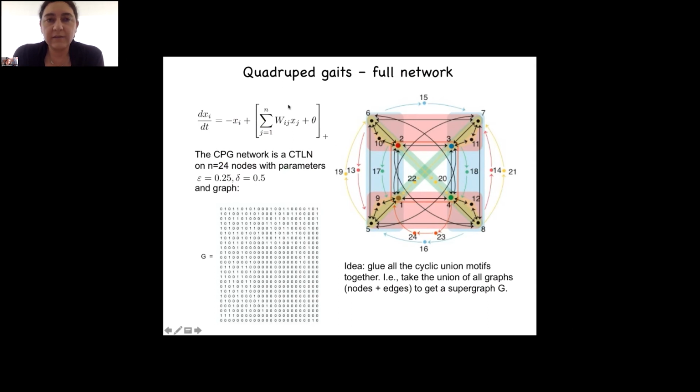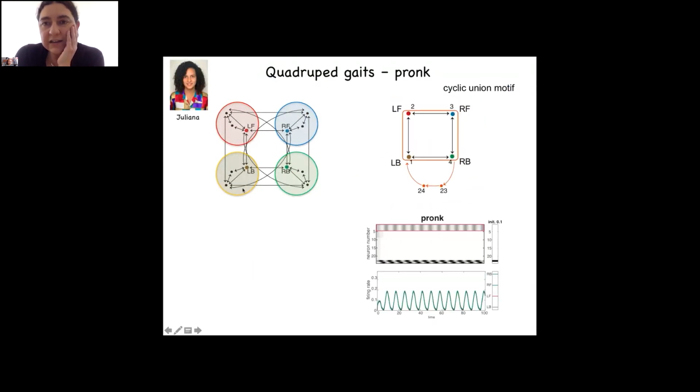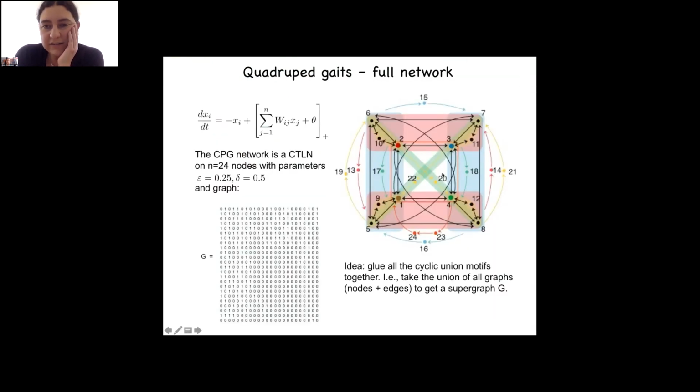And of course, we have the usual threshold linear equations. So this is a CTLN with 24 nodes and this choice of epsilon and delta. And the wonderful thing is that, like I was showing you, she made all those gates in isolation, then glued all the networks together into one super network. Here's all the data. You can code it yourself if you want from this slide.